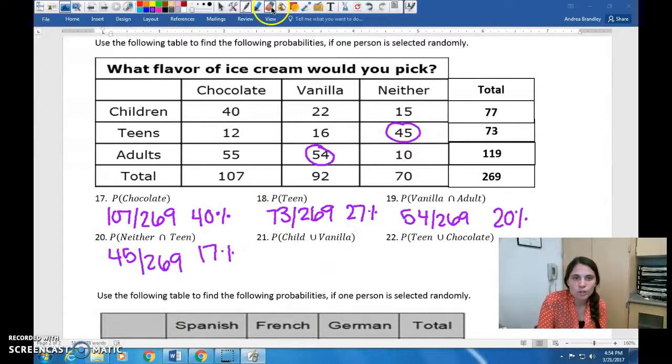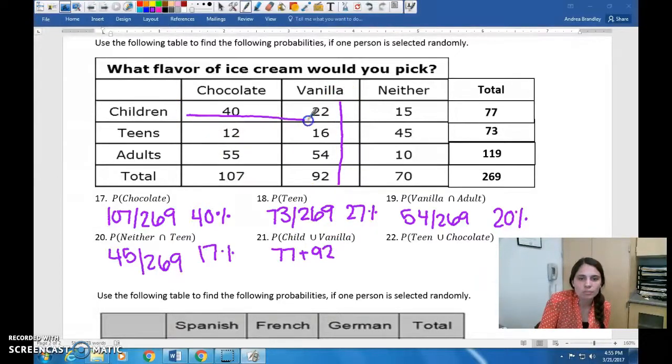So then we move on to a new symbol. It's our union symbol, or our "or" symbol. So this is the probability that the person is a child or they like vanilla. So we're going to look at our total number of children, which is 77, and our total number of people who liked vanilla, which is 92, because we want to include everyone if they're a child or if they like vanilla.